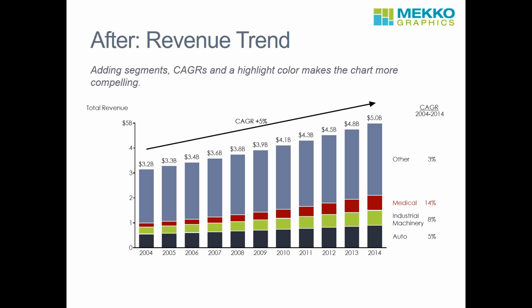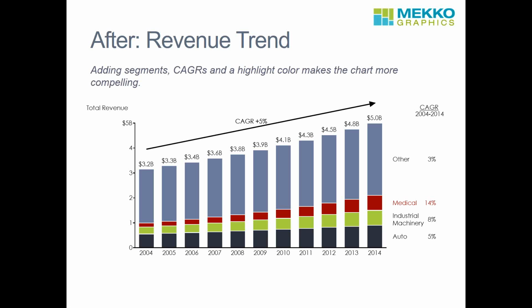So here's my after chart on the first chart, and I did a few things to make the chart more effective, more impactful. First thing I did was I added a growth line. You can see it right here, and that quantifies the growth over time, and you can see that it's 5% per year using the CAGR formula.